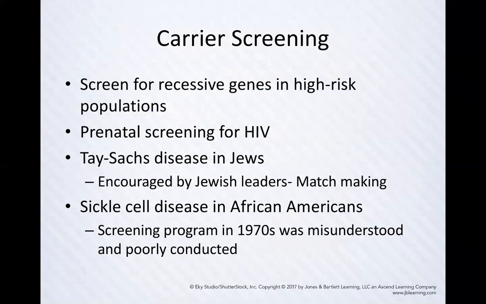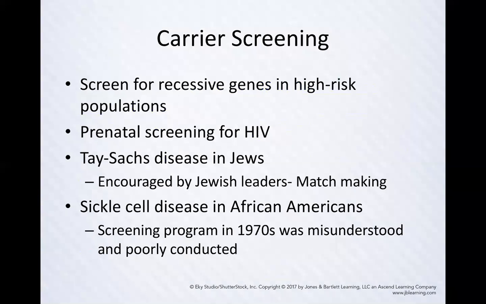Number 2, Tay-Sachs disease in Jews. This is something that was encouraged by Jewish leaders. You can read about this matchmaking. And there's a lot of trust in all that, because people would get identified as having the disease, but then be partnered up with someone who does not have the disease, so that they could start to isolate it genetically and reduce the spread of this disease.